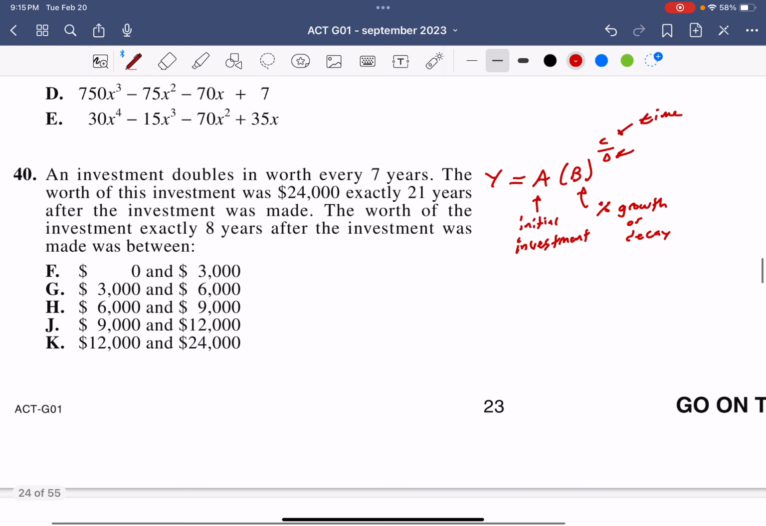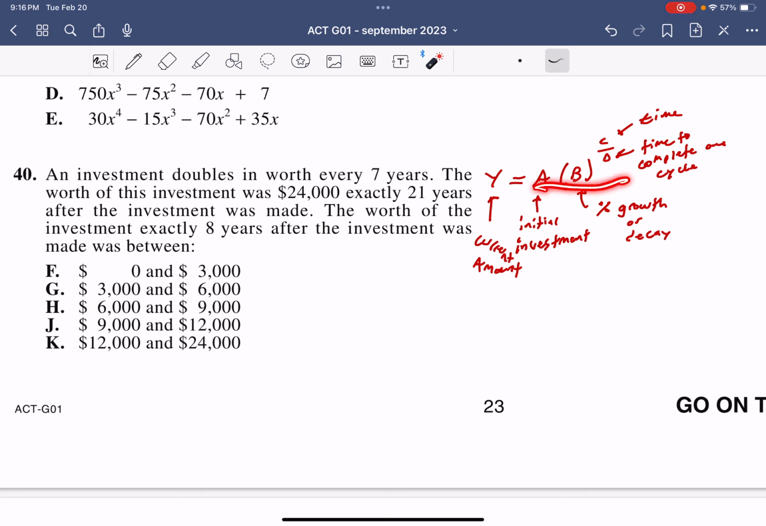And D is the time to complete one cycle, meaning one cycle of your investment. So if it says, like in this case, it does something every 7 years, then it takes 7 years to complete one cycle. So D would be 7 in this case. Oh, and then Y is your current amount, the amount you have after doing all this stuff.